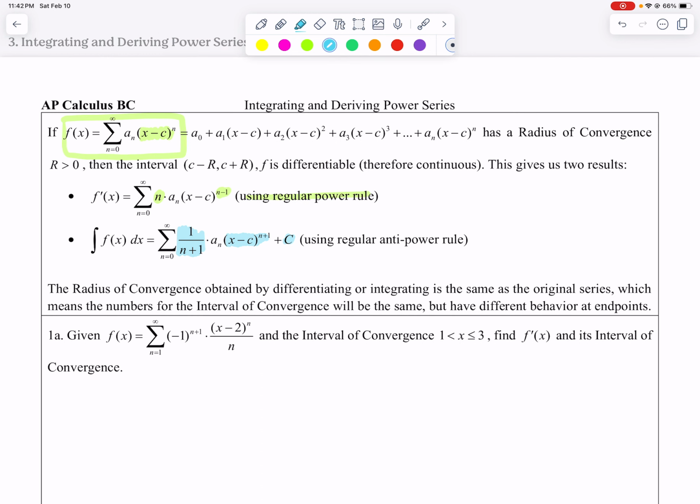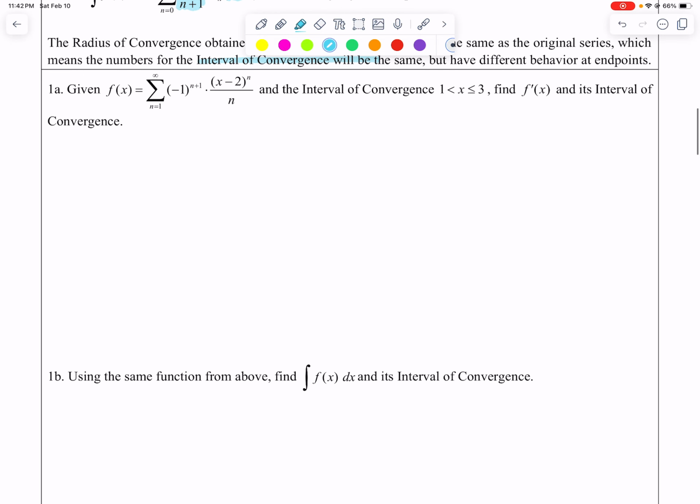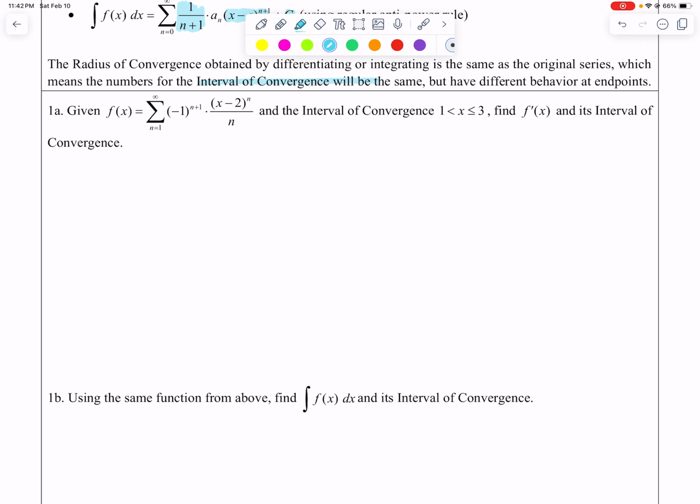All right, the radius of convergence obtained by differentiating or integrating is always going to be the same. The only thing that's going to be different is your interval of convergence, and that's going to be a little bit different depending on my endpoints. So whenever we are finding the interval of convergence, we use the same interval of convergence for f of x, but then test the endpoints to see if f prime of x and the integral of f of x have different endpoints, whenever we are testing for convergence.